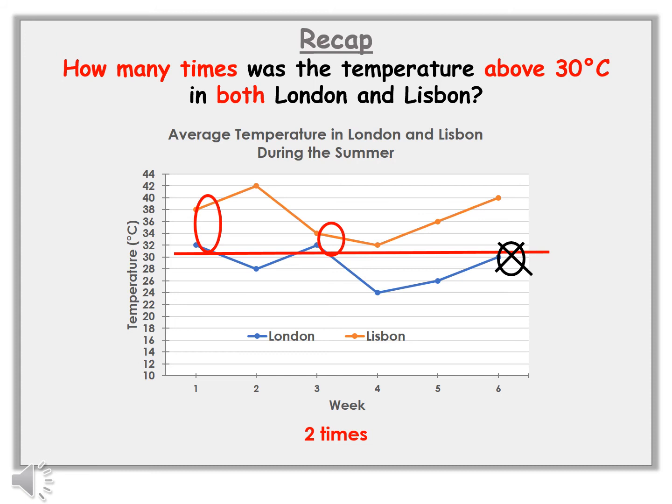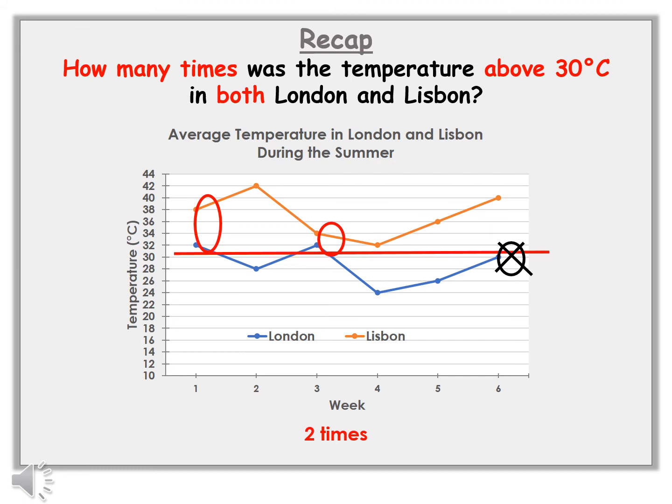For this question, it says how many times were the temperatures above 30 degrees Celsius in both London and Lisbon? So you'd highlight how many times above 30 degrees and in both. So you first need to then identify where is 30 degrees on the graph. So I have drawn you a red line to show you. It's important that you remember that it's above the 30 degrees.